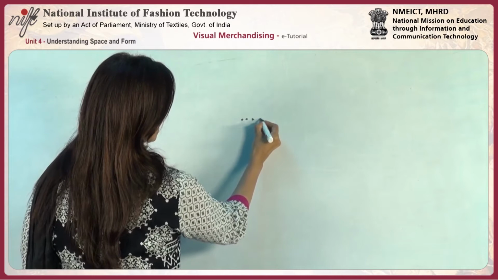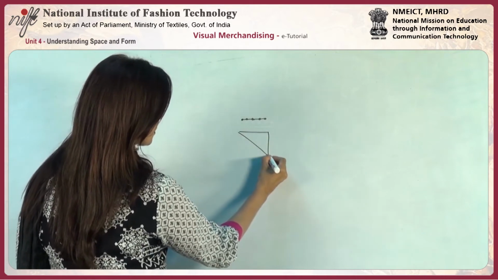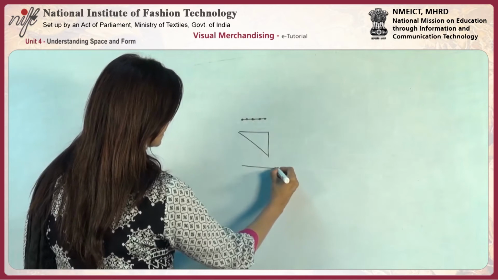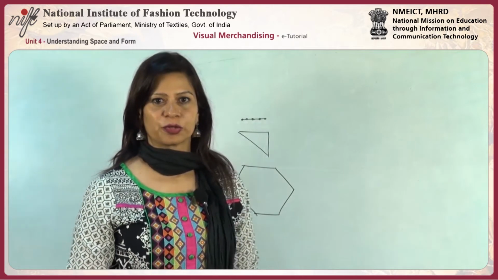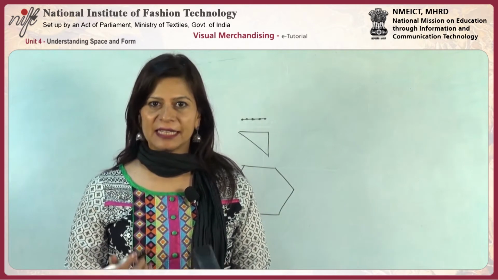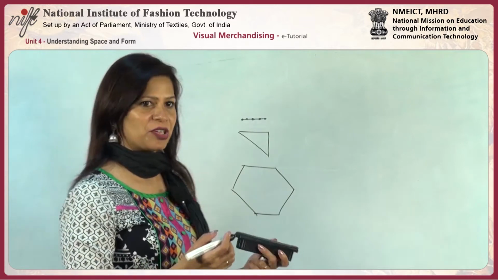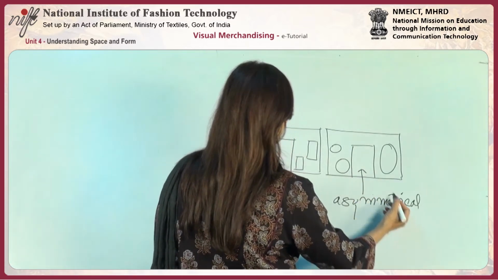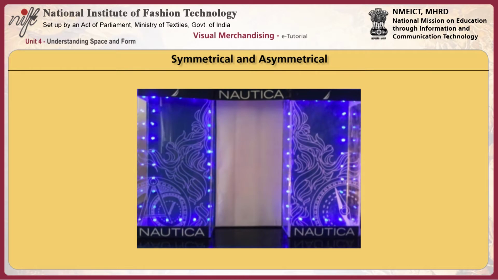A series of lines makes a shape. So the first was a series of points make a line. Now, a series of lines make a shape. The smallest could be a triangle, it could be a hexagon or an octagon, and so forth. There are different types of shape, such as mechanical shape and organic shape. Mechanical shapes are geometric. So you can see here that this is asymmetrical, where you have the left different from the right. The window shown in this example is symmetrical, but the designs on both the windows are asymmetrical.